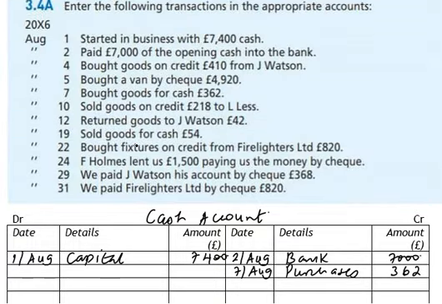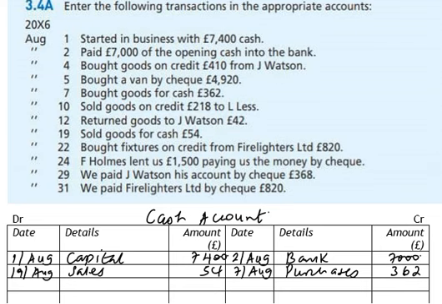Sold goods for cash, 54 pounds. We are selling goods for cash. The cash account increases, and if you have to increase our cash account, we increase it with a debit entry. So this is on 19th August. I'll write sales. How much? 54. Sales of 54.